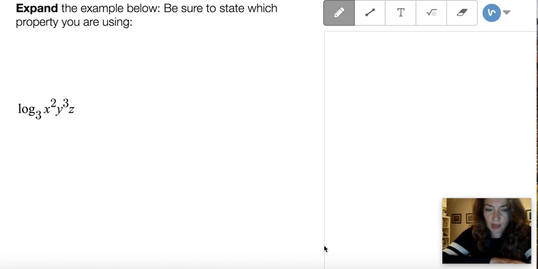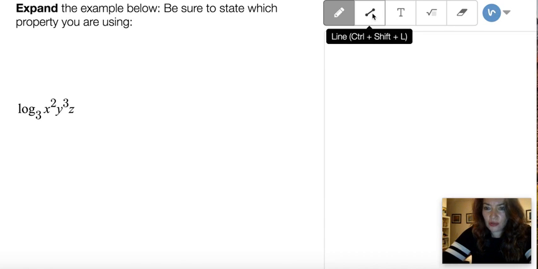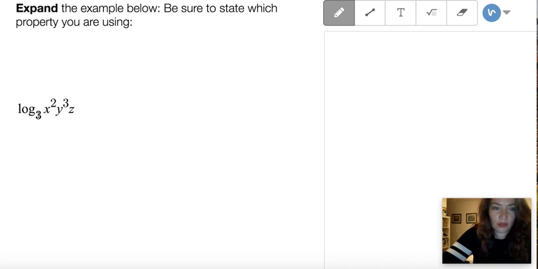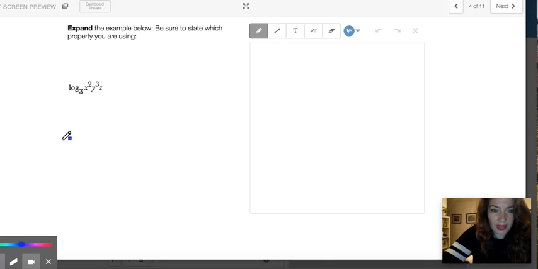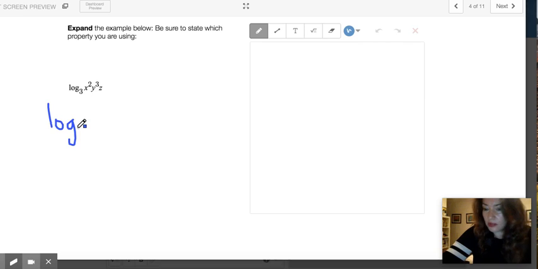What we have here is log base 3 of x squared times y cubed times z. And what we want to do is rewrite this in expanded form. So the first thing we want to do is separate the factors. Our factors right now, the way you see it, are an x squared times a y cubed times a z. All right, so I'm going to go ahead and rewrite this as log with a base 3. Now each factor is going to get its own log with its own base 3.